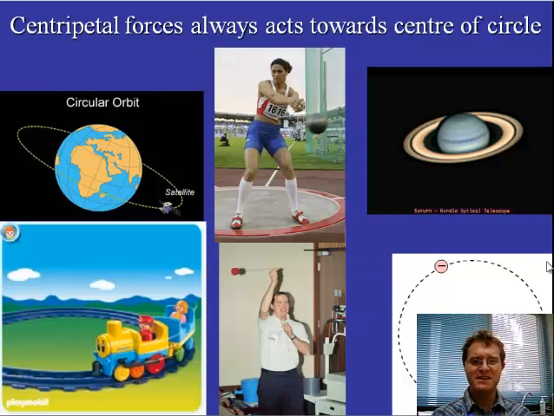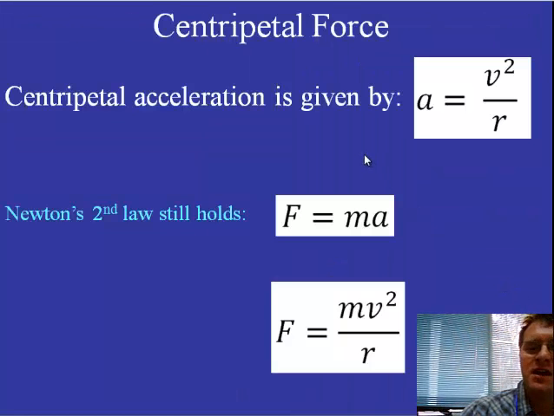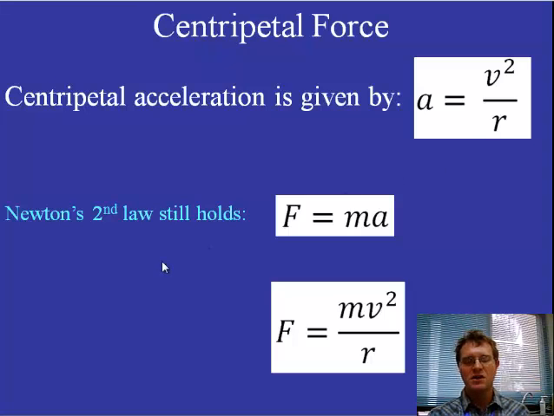Now, if it's accelerating towards the center of the circle, it means there must be a force being applied towards the center of the circle. In all situations where something is rotating in a circular manner, there has to be a centripetal force. Now that force is what maintains this circular motion. We know the centripetal acceleration, and Newton's second law still applies, so force equals mass times acceleration. So this force is going to be equal to the mass of the object multiplied by v squared divided by r, which is the centripetal force calculation.